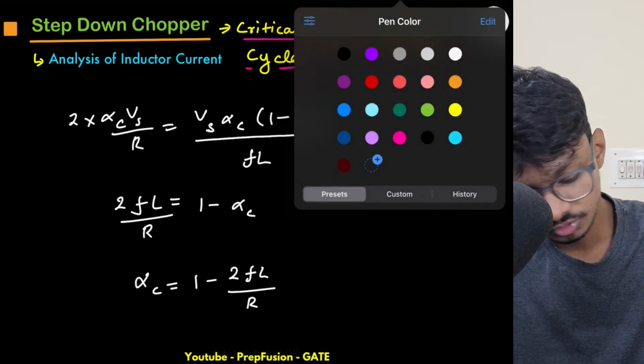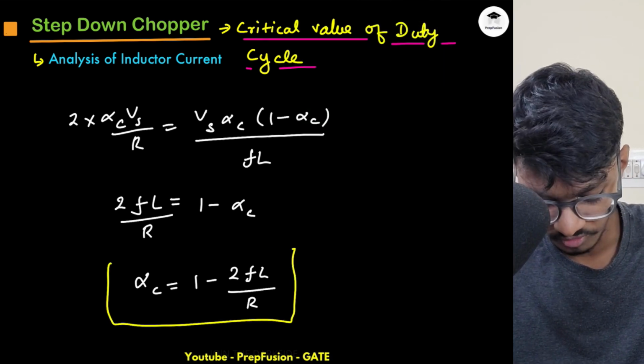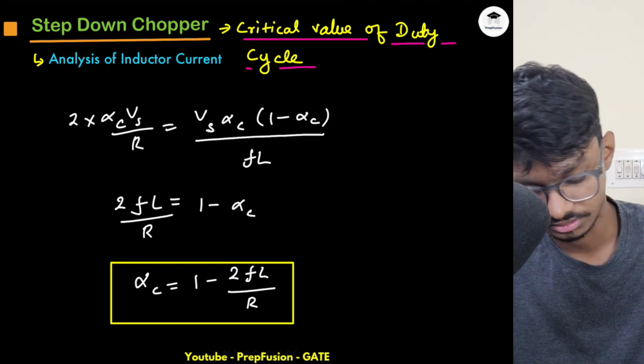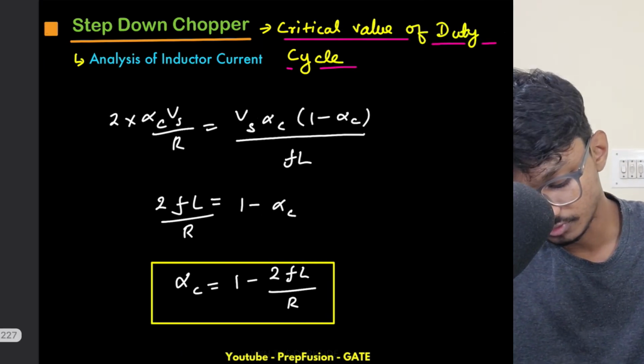So this will be alpha C. Do you need to remember this? No. Just remember that formula, right? What formula? This one.